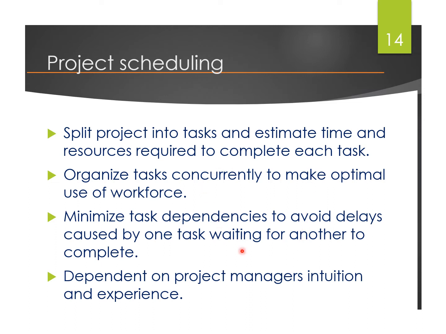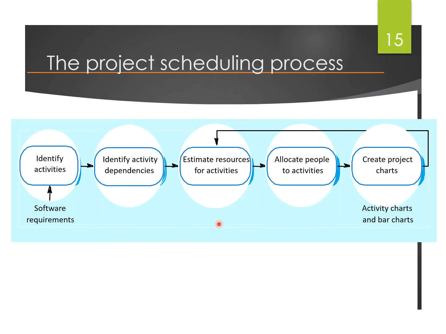Most of the time the project manager is a more experienced staff, so he or she has more idea and intuition on how to organize the process. Some of the steps that can be used by the project manager in performing the scheduling are, of course, to identify the activities first, then identify which activities depend on one another, then identify the resources for the activities, allocate the people, and then create project charts.